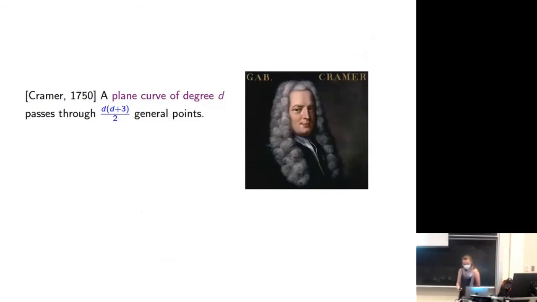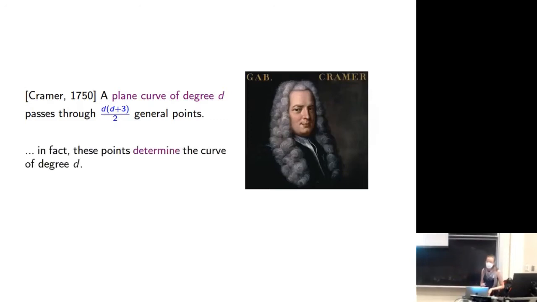Okay, so sometimes this doesn't work. So what we just proved all together here is a classic theorem of Gabriel Cramer, who you see right here, very accomplished Swiss mathematician in the 1700s. So he proved that a plane curve of degree d can interpolate through d times d plus 3 over 2 general points and no more.